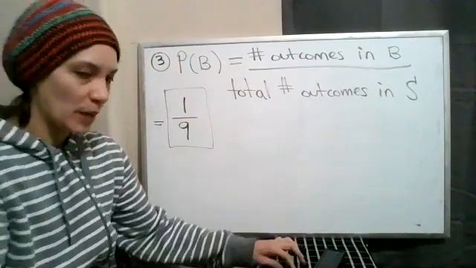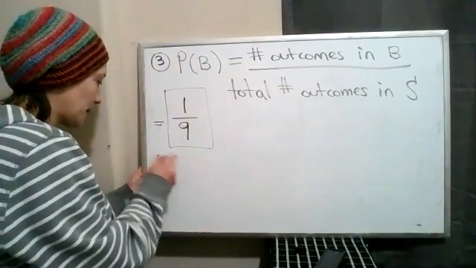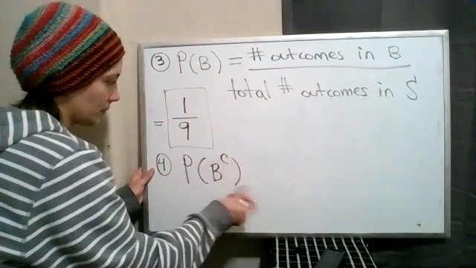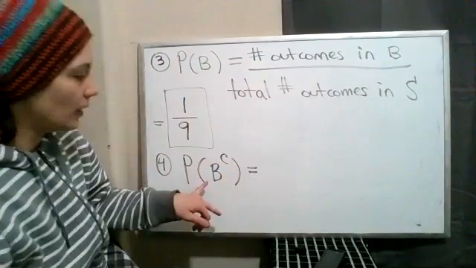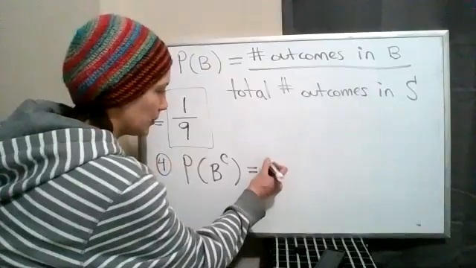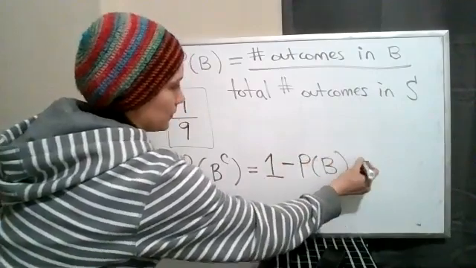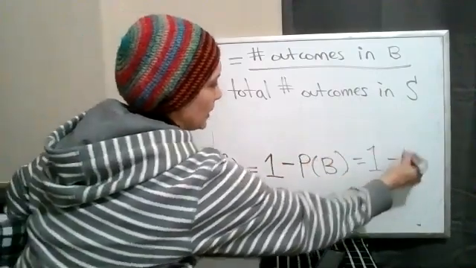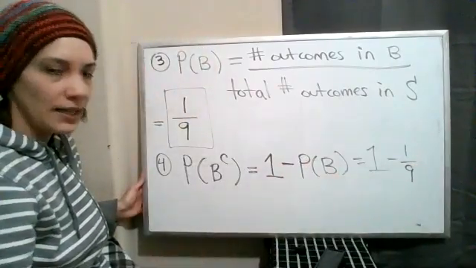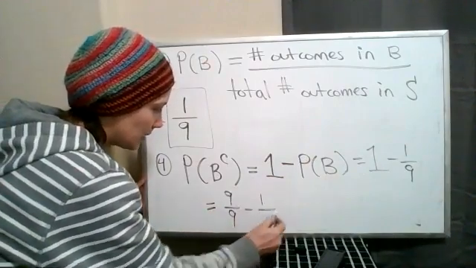Find the probability of the complement of B. B complement. I'm going to do 1 and subtract the probability of B complement. 1, take away 1/9. I would write 1 as 9/9, and subtract the 1/9. Get 8/9.